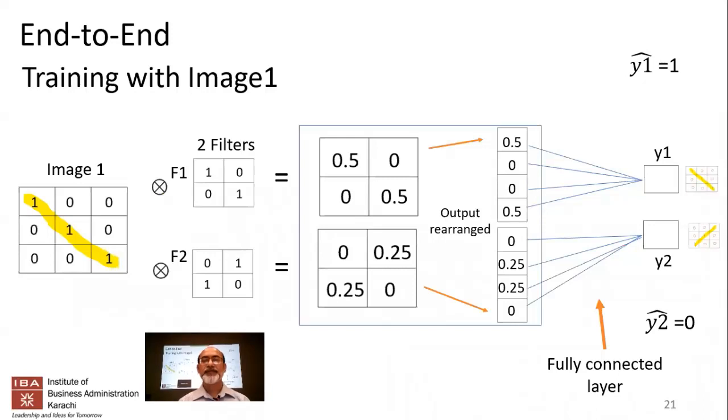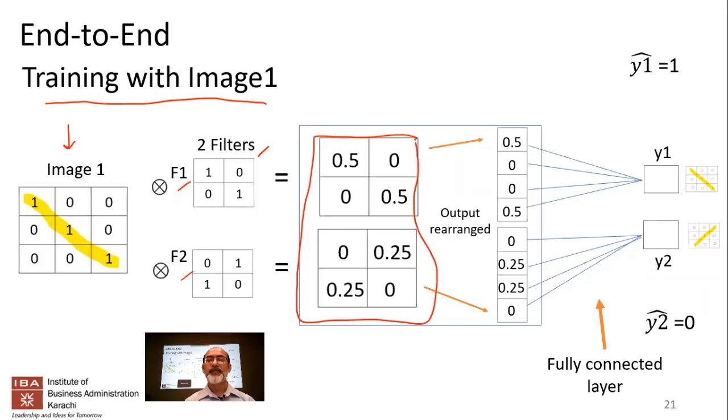Okay, so now we're going to start training. Let's say that we have a bunch of images, all of them downward sloping. We apply both F1 and F2 simultaneously to that image, and we look at the output. This is what we're already familiar with. In addition, we're going to rearrange the output, and we're going to have what is referred to as a fully connected layer at the end.